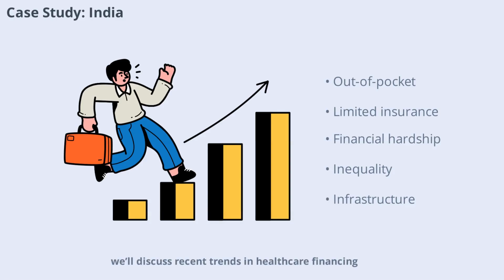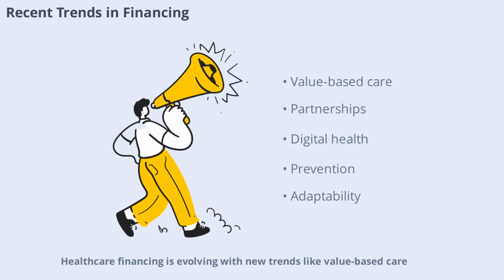Next, we'll discuss recent trends in healthcare financing. Healthcare financing is evolving, with new trends like value-based care, public-private partnerships, and digital health solutions. Countries are experimenting with different models to improve efficiency, quality, and access. There is also a growing focus on preventive care and population health. These trends reflect the need for adaptable and sustainable financing systems.